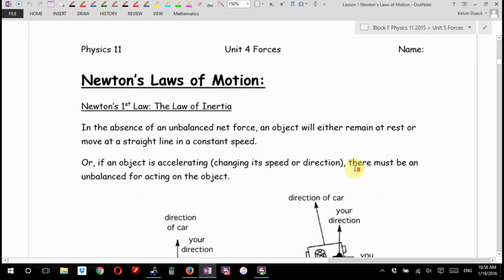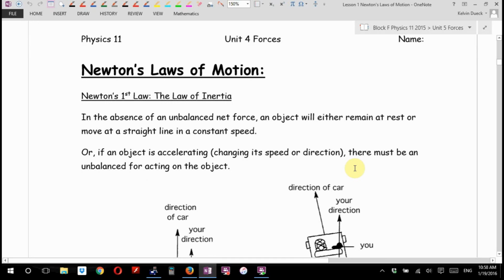It says this. I'm going to phrase it in several different ways, and then we'll do a short version. It says, in the absence of an unbalanced net force, an object will either remain at rest or move in a straight line at a steady or constant speed. The fancy word for that is it won't accelerate. If there's no net force on an object, it can't accelerate. Or if it is accelerating, there must be an unbalanced net force.